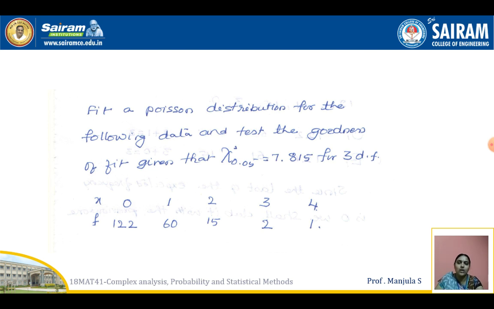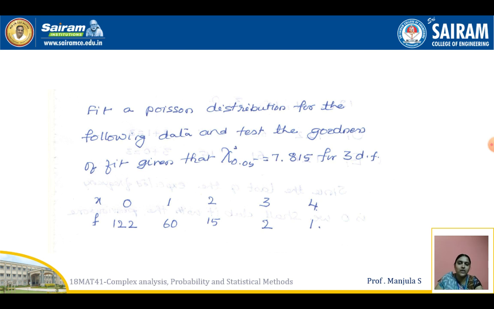Now we'll see one more problem. Fit a Poisson distribution for the following data and test the goodness of fit, given that the chi-square value is 7.815 for 3 degrees of freedom. Observe the x values they gave: 0, 1, 2, 3, 4. So totally 5 values, n equals 5. Degrees of freedom would be 4, but in the question degrees of freedom 3 is given. So we have to merge the last value, then n becomes 4 and degrees of freedom becomes 3. We will do that adjustment later.